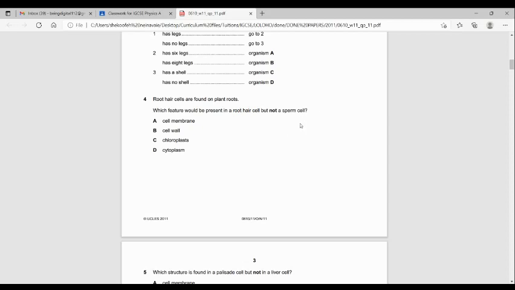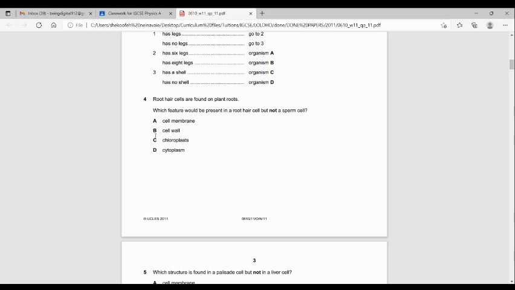Now I read the question one more time. Which feature would be present in a plant cell but not in an animal cell? Is it easier now? It should be easier. So I can now answer. What can you see in a plant cell that you do not see in an animal cell? Is it the cell membrane? No, both of them have a cell membrane. Is it the cell wall?